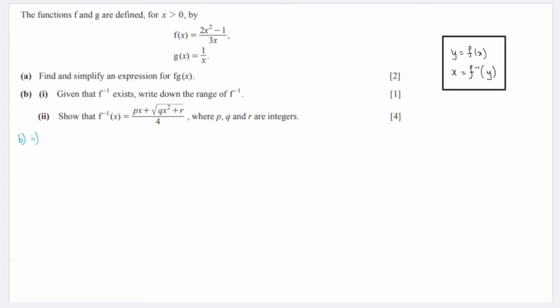In this case, for our function f, we are now going to make use of our very first expression here to get an equation involving both x and y, such that we will get y equals (2x squared minus 1) divided by 3x.